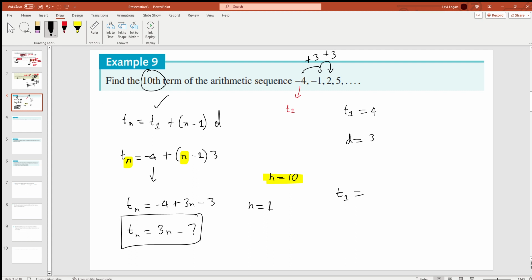So if we get our first term, if we put in n equals 1, we should get -4. So we're going to have 3 times by 1 minus 7. So T of 1 is going to be 3 minus 7, which is -4. So boom, our rule works.